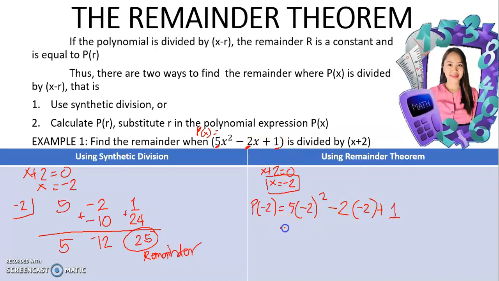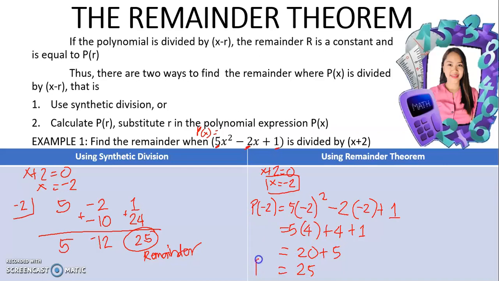Now, after substituting the value of x, you can now simplify. So, unahin natin itong may exponent. Negative 2 squared is 4. Negative 2 times negative 2 is positive 4. So, magiging plus 4 plus 1. Copy ito. Equals 5 times 4 is 20. 4 plus 1 is 5. So, this is equal to 25.